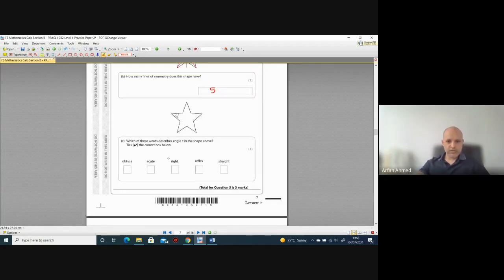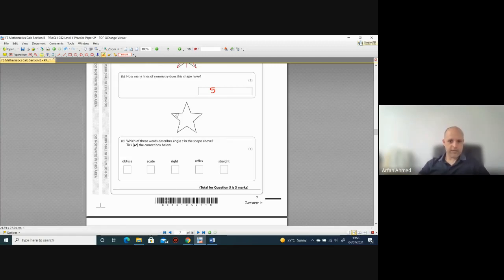Which of these words describe angle C in the shape above? Angle C is right there. Okay, so there's your angle right there. Well, a right angle is 90 degrees, so it's not that. A right angle looks like an L shape. It's less than a right angle, which is acute.